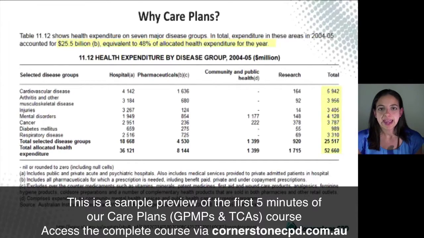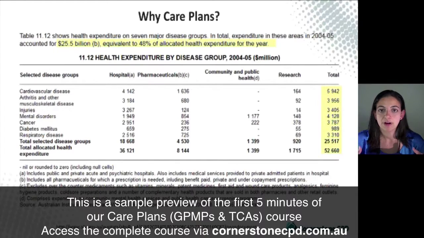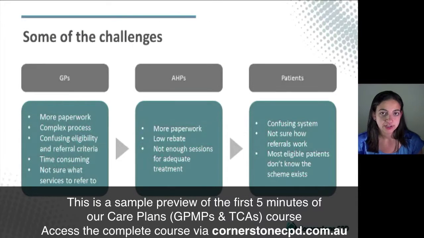And the big aim of care planning or GP management plans is really to provide a vehicle for general practice, to essentially fund general practice, to be able to provide some comprehensive management for patients with chronic conditions. Now, what are some of the challenges? Because that sounds all well and good in theory, but it hasn't translated into practice all that smoothly.